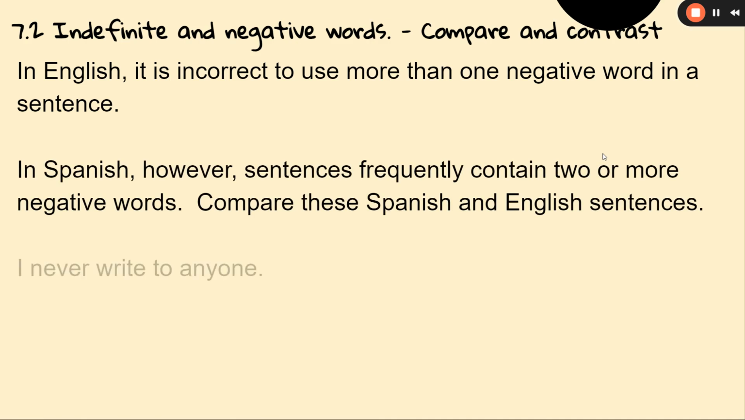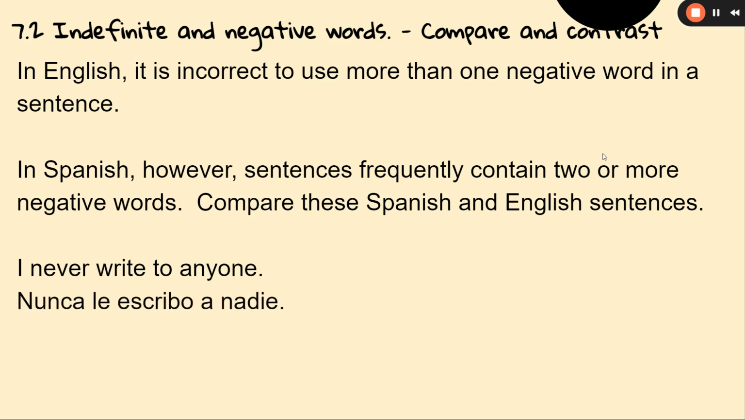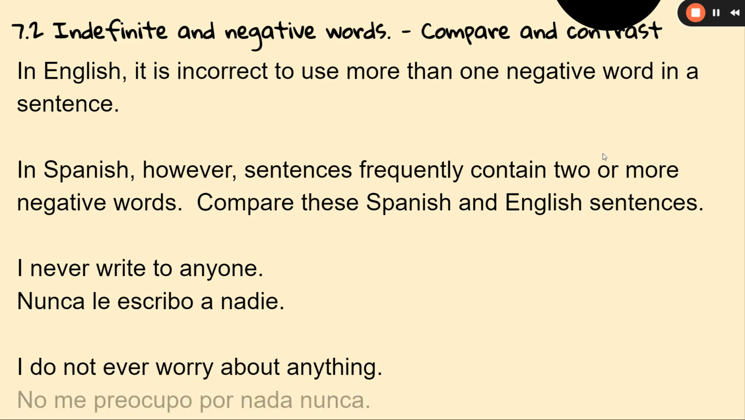Okay, so let's look at this. I never wrote to anyone. Okay, nunca le escribo a nadie. Okay, so it has two negative words in the sentence. And can you have the word yo in front of nunca? Of course. I do not ever worry about anything. No me preocupo por nada nunca. Okay.